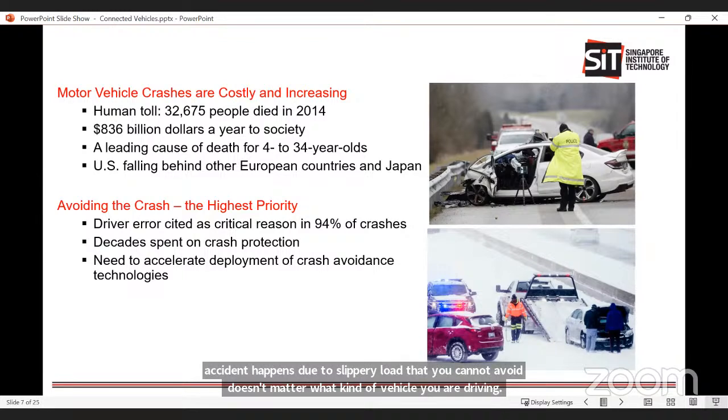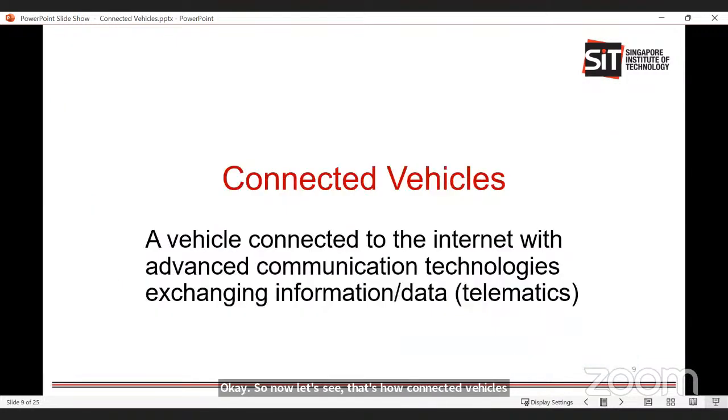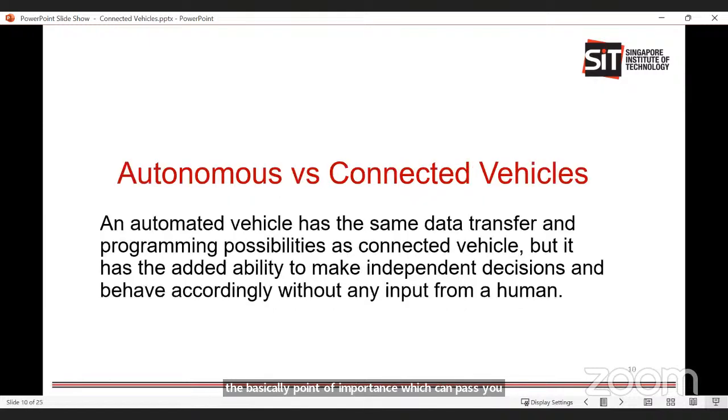Now let us see how connected vehicles can help. What we need to involve is telematics. Can all the vehicles exchange data? Can you have sensors at various traffic lights? Can you have sensors at points of importance, which can pass you some information that your vehicle can catch? These vehicles are also known as connected vehicles.